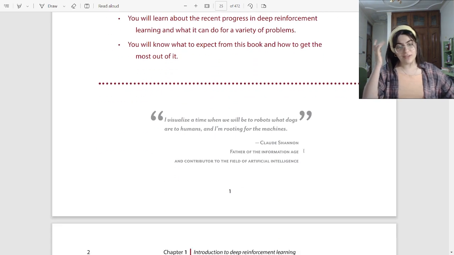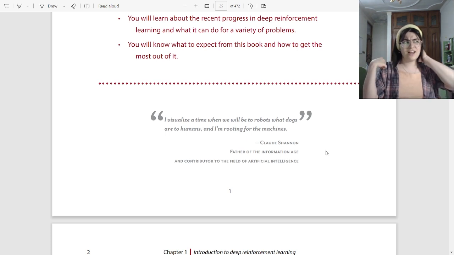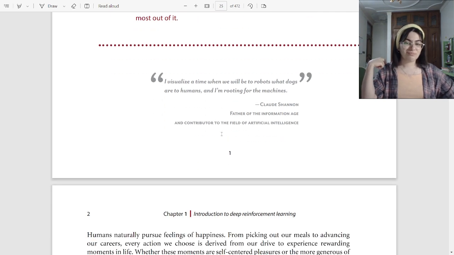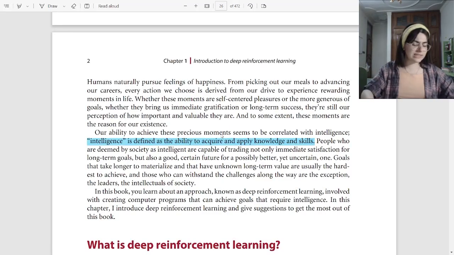And at the start, we have a quote from Claude Shannon, who created the Shannon method. I don't know if you are familiar with it or not, but he kind of made this entropy thing in machine learning. And he says: I visualize a time when we will be to robots what dogs are to humans, and I'm rooting for the machines. Okay, so let's just start.